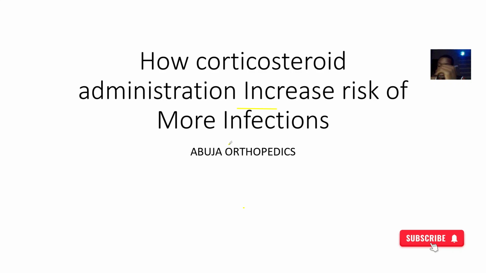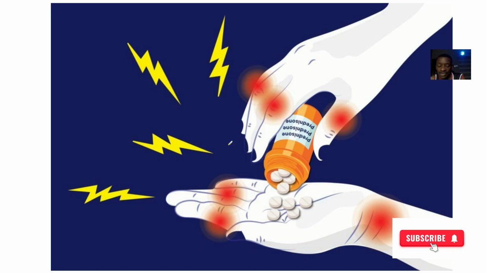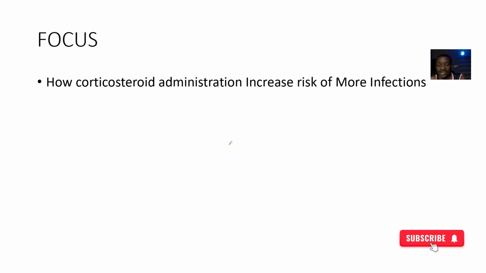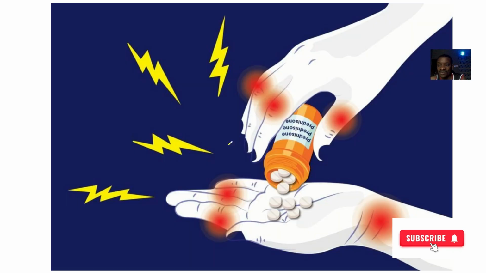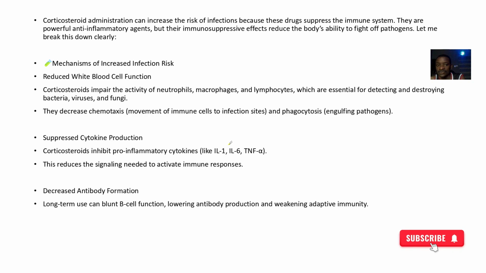So I said, okay, let me research more on this and look at it step by step, how this infection comes in when you are taking a drug that happens to be a valuable drug. So how do corticosteroid drugs increase the risk of you having more infections, you know. Just so you know, they can increase the risk of infection, and the summary there is what? They suppress the immune system.